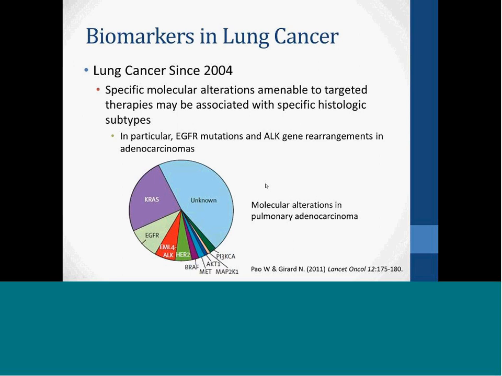More importantly, however, over the past decade, there's been growing recognition of specific molecular alterations that may confer sensitivity to specific targeted therapies. And alterations may be associated with specific histologic subtypes. In particular, adenocarcinomas of the lung have been associated with EGFR mutations and ALK gene rearrangements, and we'll discuss these in more detail. But look at this pie chart of molecular alterations in pulmonary adenocarcinoma. You can see that approximately half of pulmonary adenocarcinomas have some sort of driver mutation, and many of these are amenable to targeted therapies.